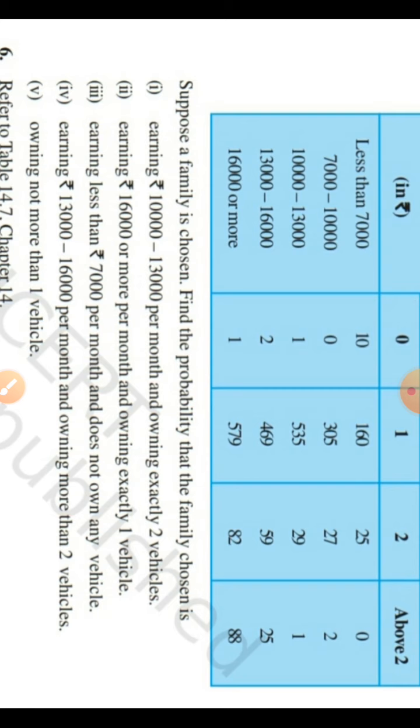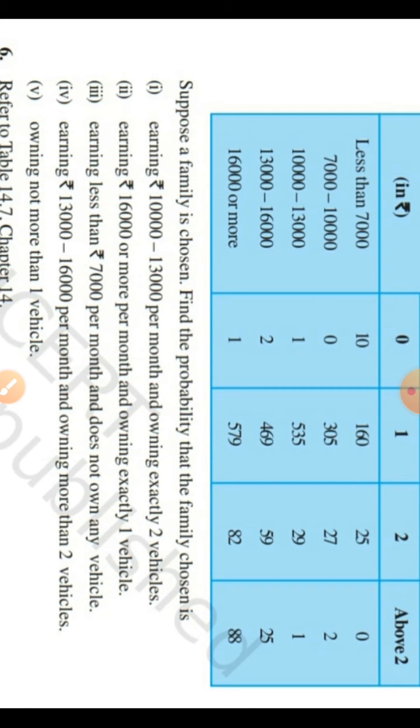Fourth number, earning 13 to 16,000 per month and owning more than two vehicles. More than two vehicles means either two vehicles or more than two vehicles. So 59 plus 25, 84. Again look there, more than two vehicles. So you have to consider the third column as well as the fourth column, two vehicles as well as above two vehicles.